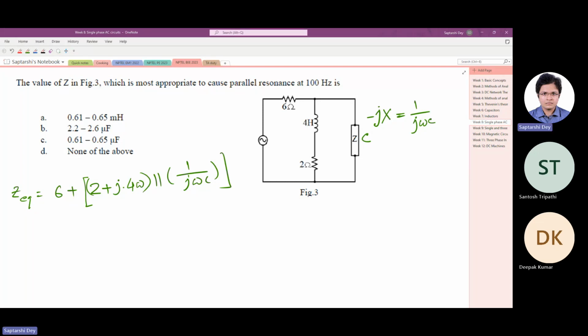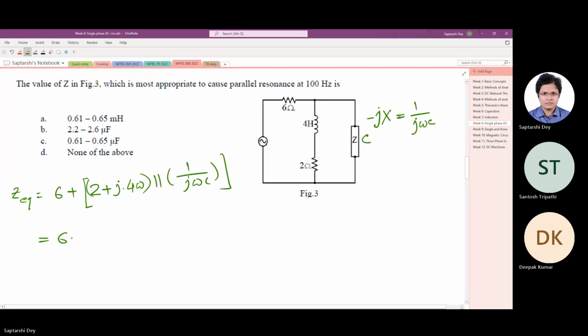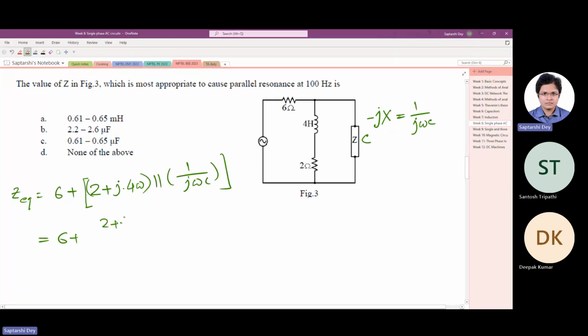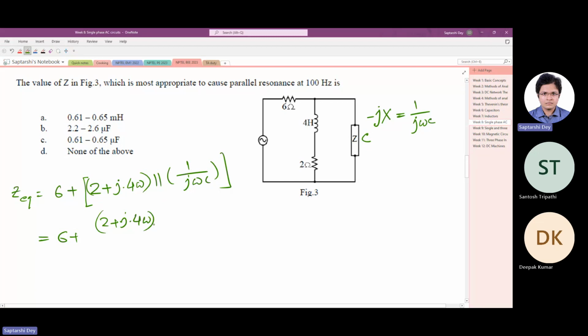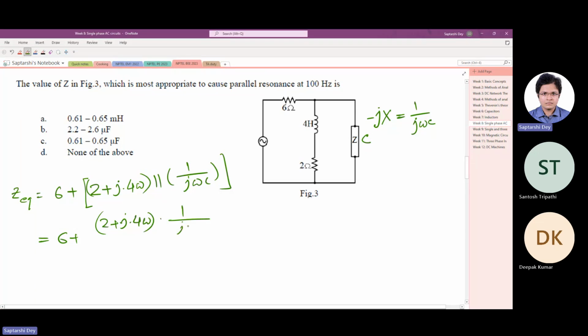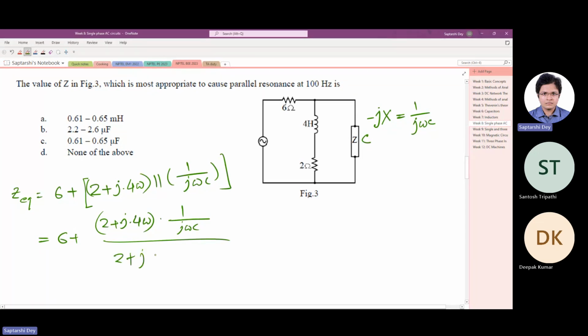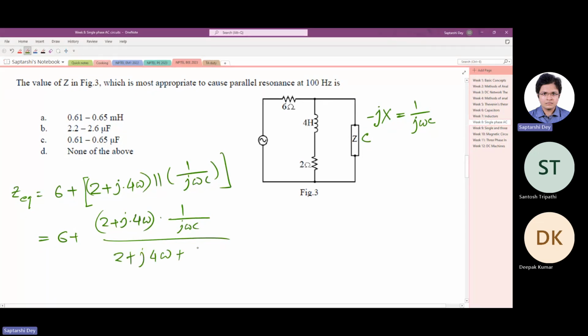Right, now we have this, so we have to find out the equivalent resistance of the parallel. So it's AB by A plus B, so 2 plus j4 omega times 1 by j omega C, divided by 2 plus j4 omega plus 1 by j omega C. What we have to do is simplify this so that there is no imaginary term in the denominator.